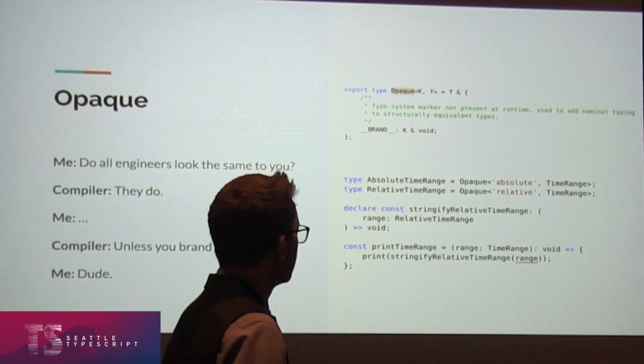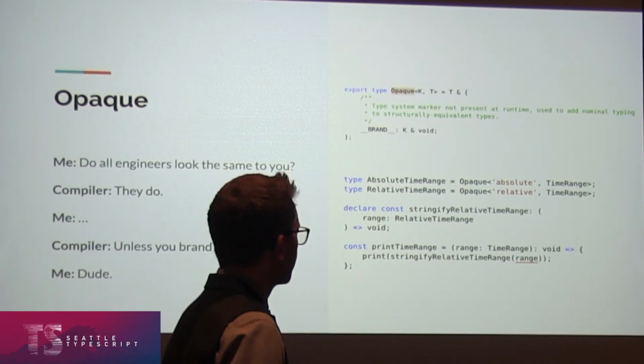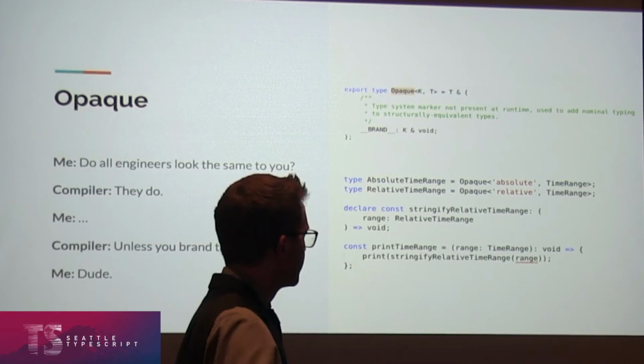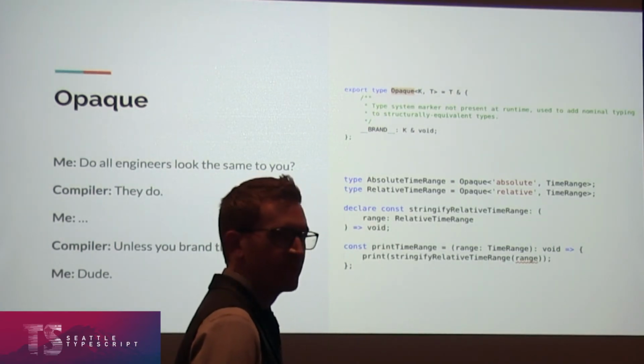It's probably going to be a string. The intersection of nothing with anything is going to be nothing. So it's going to give you a brand that the compiler will require to be something, but you won't have to store that thing at runtime. Typically, if you had a brand, if you just had k, when you created your opaque type, you'd have to store the string.